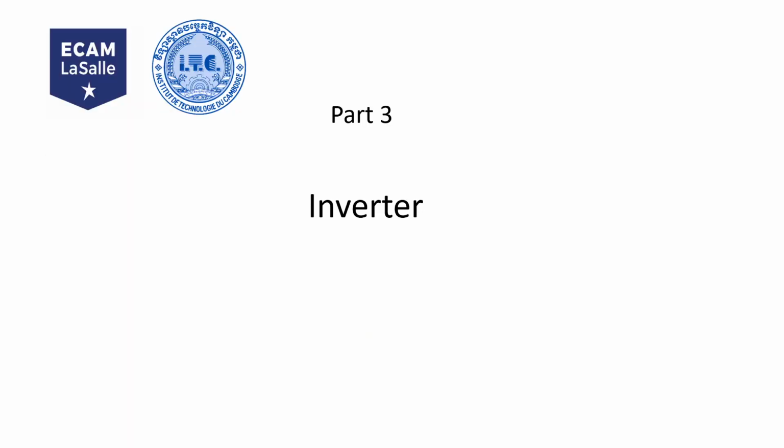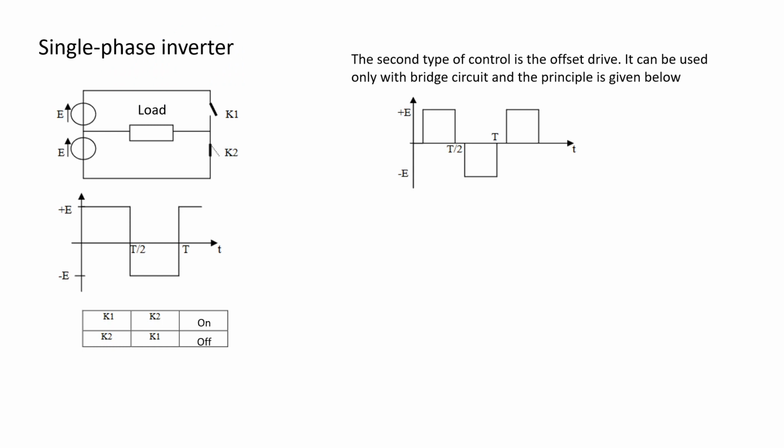All right. So the last part will be inverter. So inverter is opposite from rectifier because it converts from DC to AC. Like here you can see in this block diagram you have DC side denoted by E. You have two sources, one is plus, one is minus, like this, and then you got load like this. This is a single phase and only half bridge.